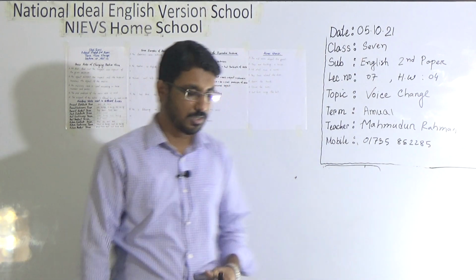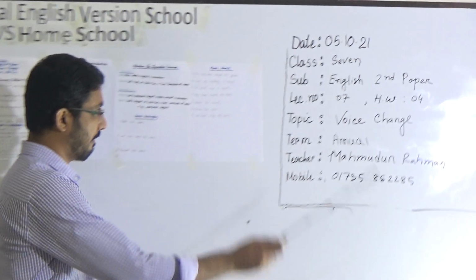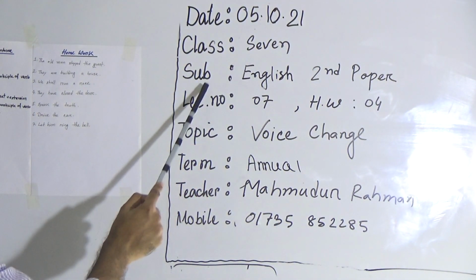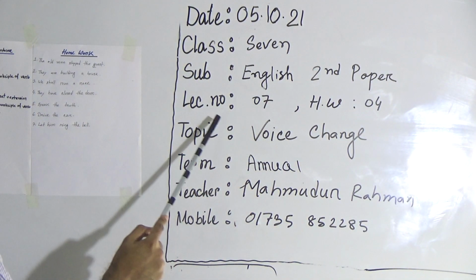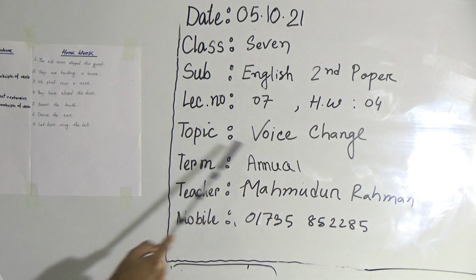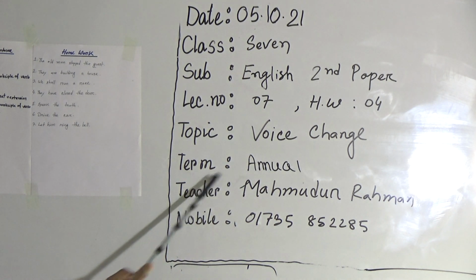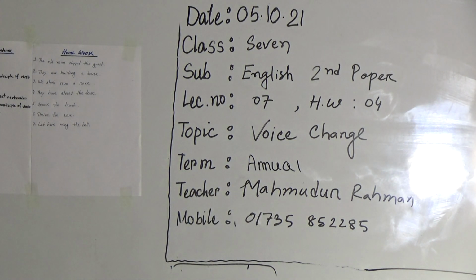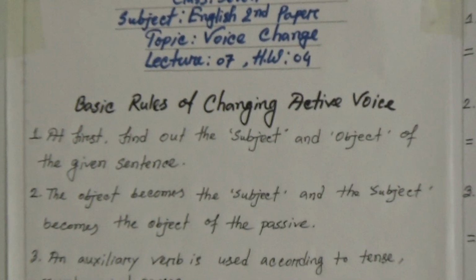Okay, so let's see the board. This is the class for the students of class 7, subject English second paper, lecture number 7 and homework number 4, topic voice change, term annual, and this is my name and my phone number. Okay, let's start our discussion. At first we will discuss the basic rules of changing active voice. Today we will learn active to passive voice.